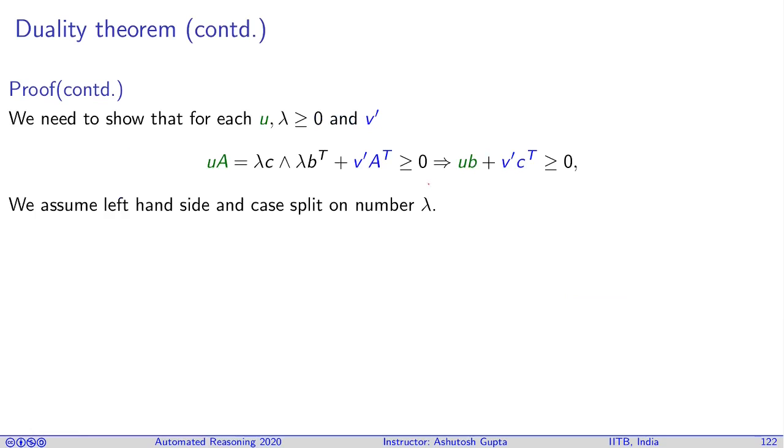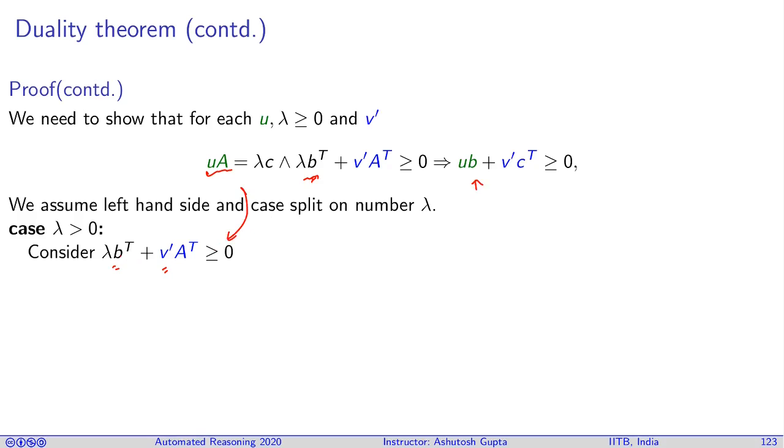So what do we do? First assume that lambda is non-zero. If lambda is non-zero, what we can do is we consider this constraint and say lambda d^T plus v' A is greater than or equal to 0. The whole game is somehow to use this equality in this constraint and obtain this. Okay, so how do we do that?